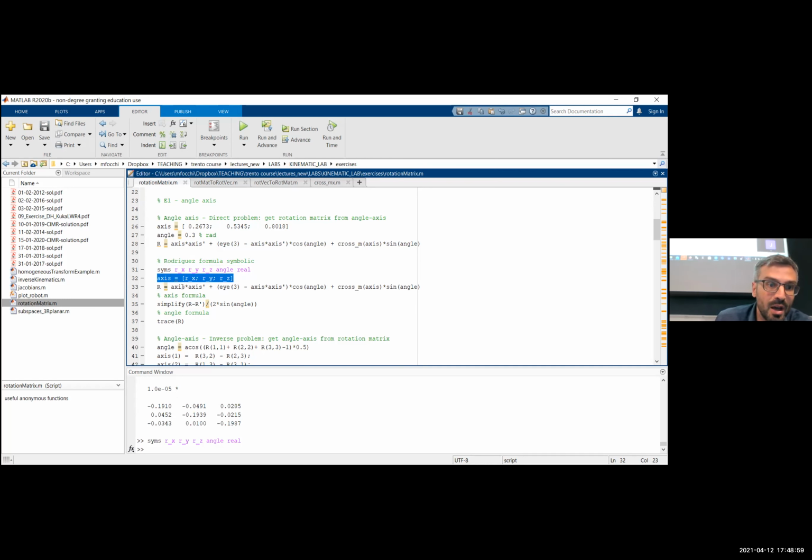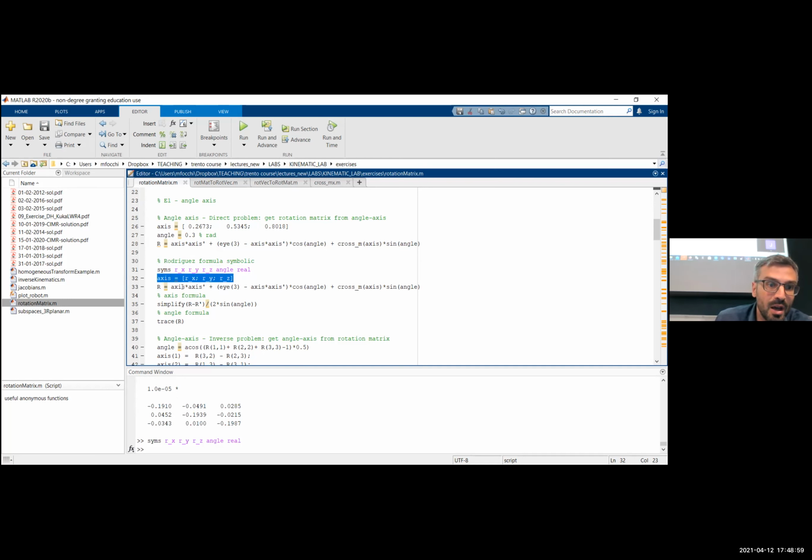And instead, if you compute the skew-symmetric difference between R and its transpose, we see here that we get minus 2 RZ sine of angle, so the expression from before. And if we divide by 2 sine of angle, we get again the skew-symmetric of the axis.